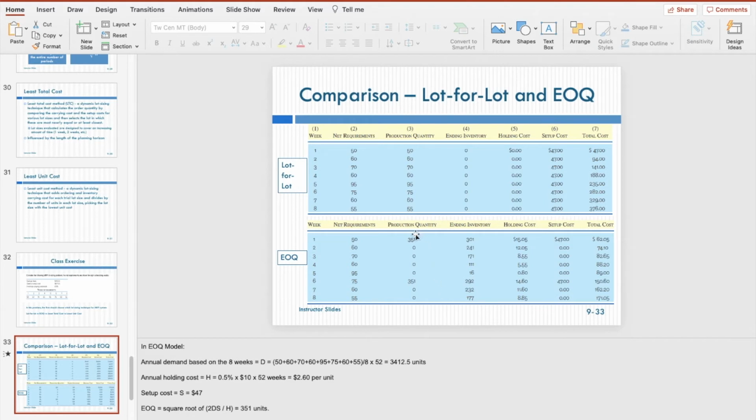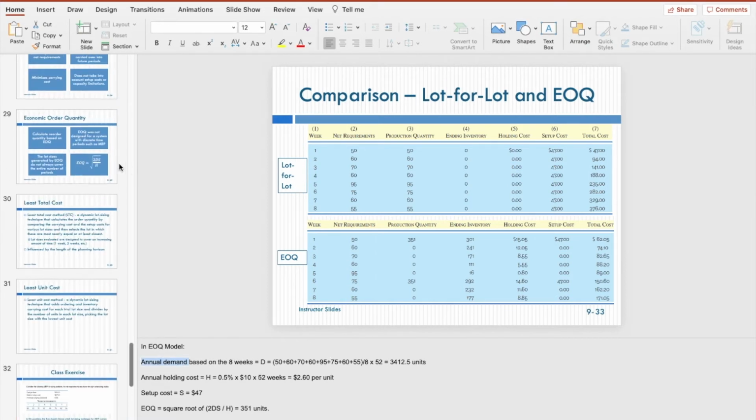You can see that each time when they order, this will be the result, 351. But how to get this 351 as the EOQ amount? Here I already list the specific procedure. This whole procedure is also listed within the textbook, so you can also look at the textbook and find the corresponding information. As I said, let's do it step by step.